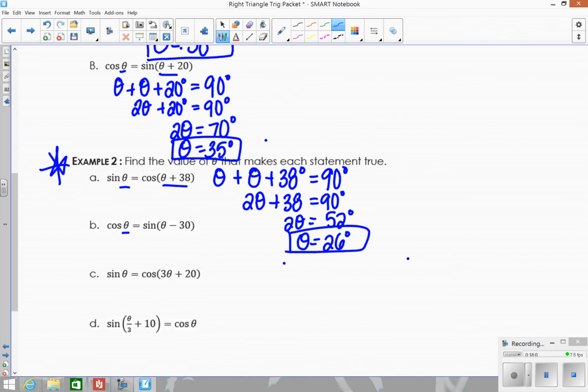Next one, if this is true, if cosine equals sine, then these angles must be complementary. So add them up, set it equal to 90. So again, you get 2 theta equals 120. When you add the 30 to both sides, divide by 2, you get theta equals 60.